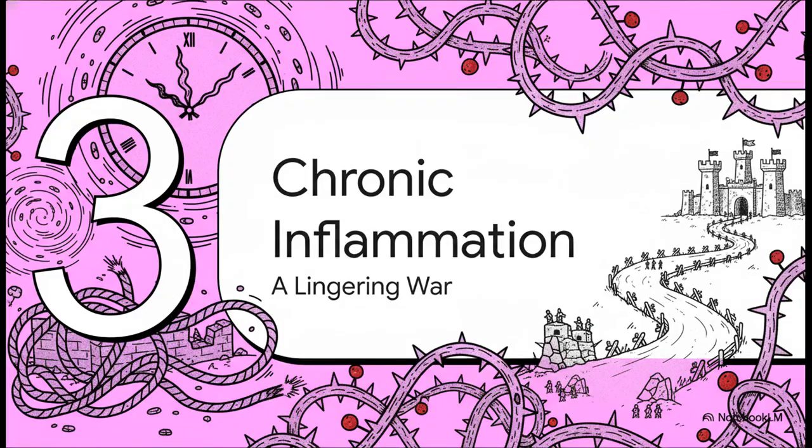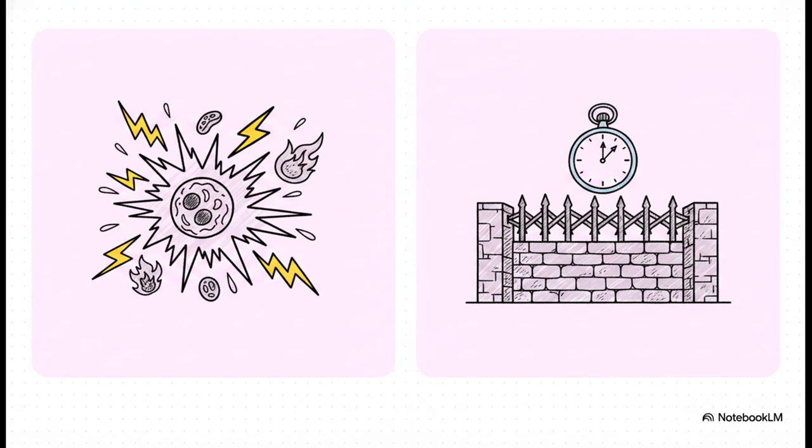Which brings us to part 3, chronic and granulomatous inflammation. But what happens when that initial rapid response simply isn't enough to clear the danger? Well, the timeline stretches out. The pacing slows way down. We shift from a fast, acute, blazing emergency to a stubborn, lingering war.